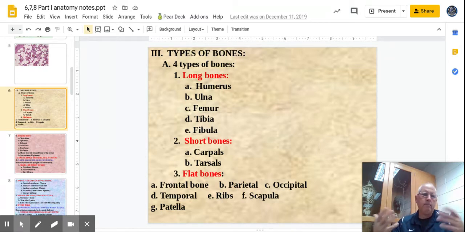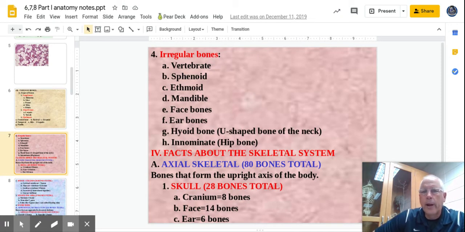So let's say they don't fit into those nice groupings. Okay, I understand, long, short, flat. Why if they don't fit into there? Then we throw them in the catch-all group, which is the irregular bones. So if they don't fit nicely into one of those other categories, then we throw them in here. Think of your vertebrae. They go all over the place. Sphenoid, ethmoid, those are in your face. Your mandible, your jaw, kind of weird shaped. Face bones, like your zygomatic, your cheeks, kind of a weird one. Your ear bones. Innominate, your hips, probably the best one of all time.